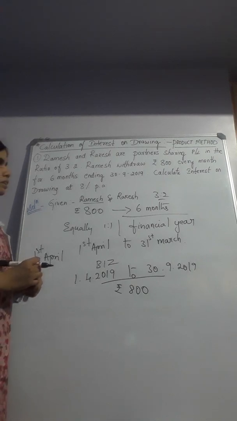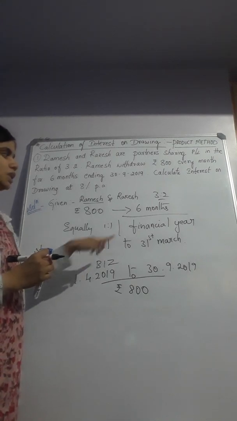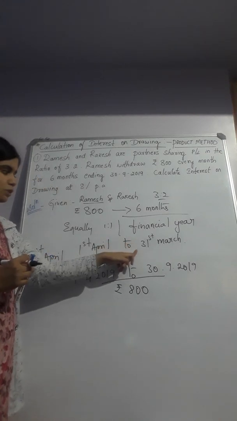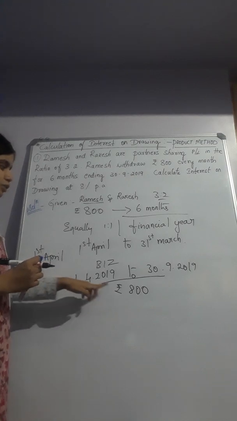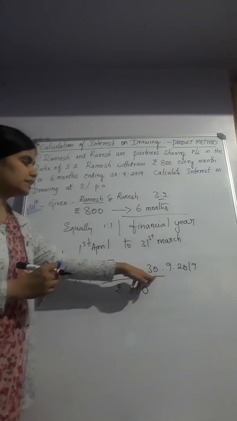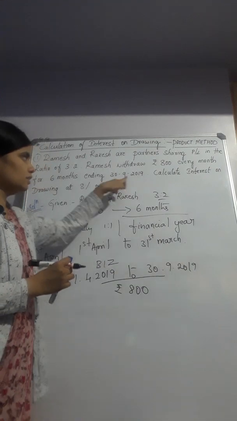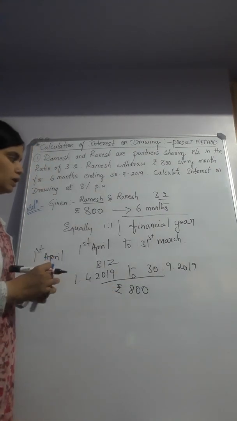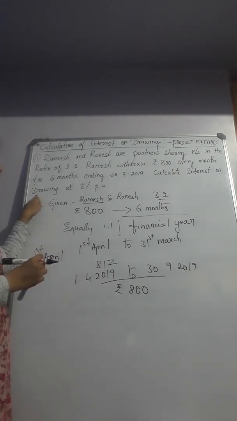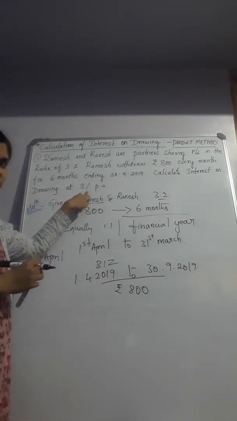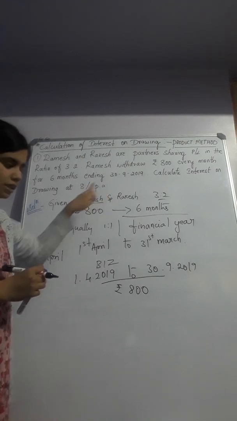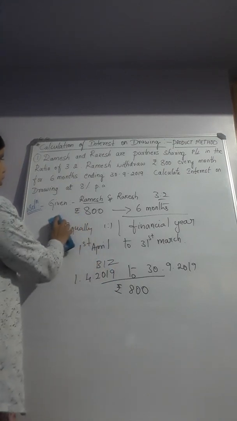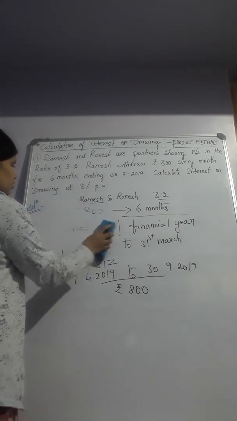So what is the financial year for every business? From 1st April to 31st March. From 1st April 2019 to 30th September 2019 he is withdrawing 800 rupees, a uniform amount. Now we should calculate the interest. What is the rate of interest? 8% per annum, which means yearly. Now we have to calculate the interest on drawing.